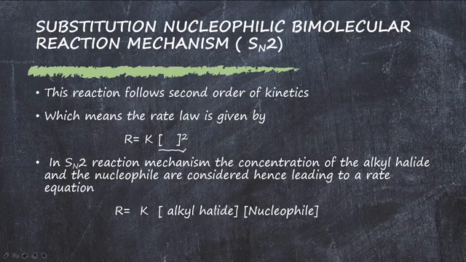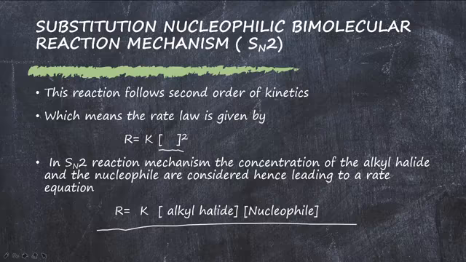Now in SN2 reaction mechanism, the concentration of the alkyl halide and the nucleophile are considered, hence leading to a rate equation of this. I told you in SN1 the concentration of the nucleophile is not considered, but in SN2 the concentration of the nucleophile is considered. I'll tell you the factor later on, but just note that the concentration of the alkyl halide and the nucleophile is considered, and that's a major difference between SN1 and SN2 reaction mechanism. So let's go forward.